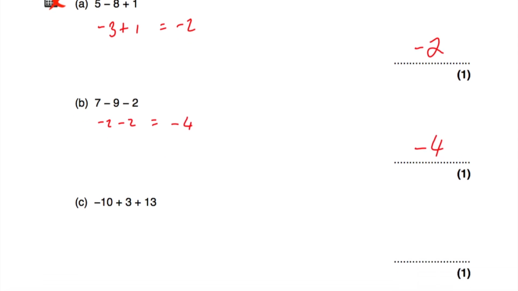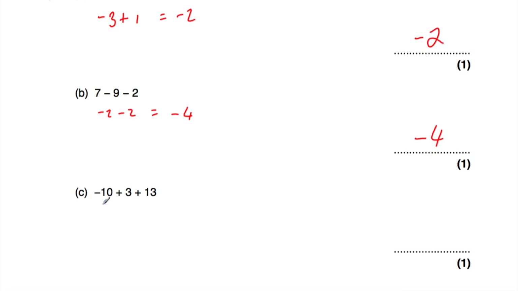And finally, part C. Part C, we've been asked to work out negative 10 plus 3 plus 13. So if we have negative 10 and we add 3, we're going to go back up 3. So it's going to be negative 9, negative 8, negative 7. So we've got negative 7, and we've still got our plus 13. So we're at negative 7, and then we need to go up 13. So if we added 7, we would get to 0. We've still got another 6 to add. So that means our answer would be 6.